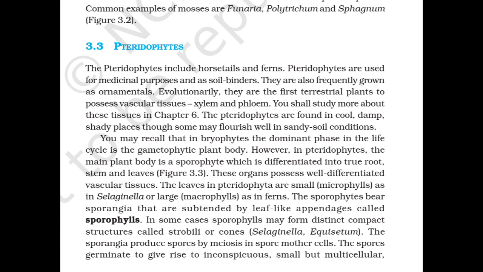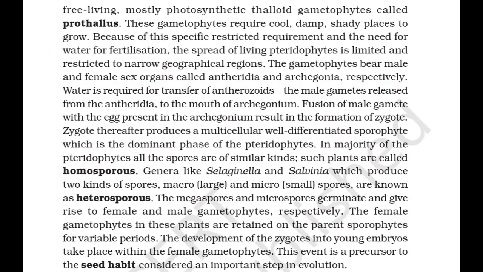The sporophyte bears sporangia that are subtended by leaf-like appendages called sporophylls. In some cases, sporophylls may form a distinct compact structure called strobili or cones. The sporangia produce spores by meiosis in spore mother cells. The spores germinate to give rise to inconspicuous, small but multicellular, free-living, mostly photosynthetic thalloid gametophytes called prothallus.